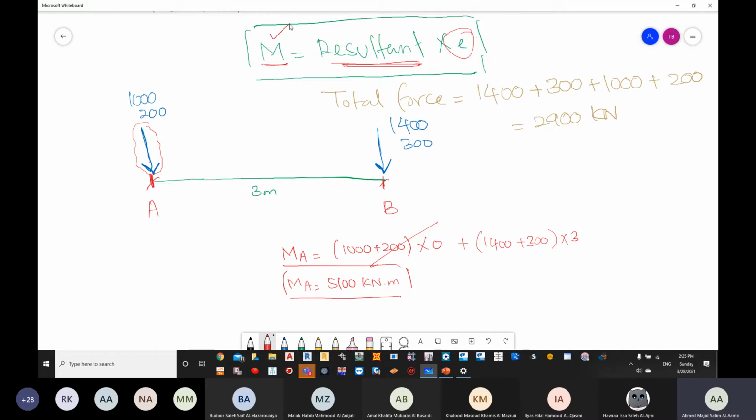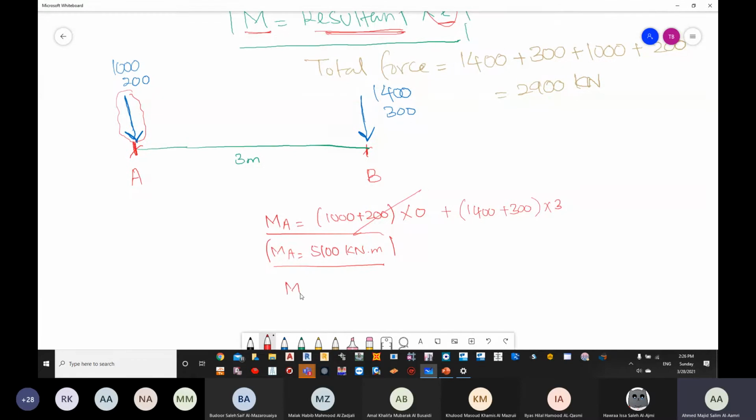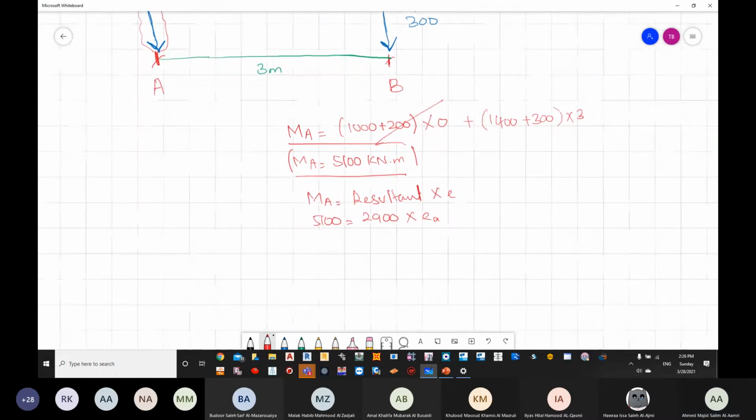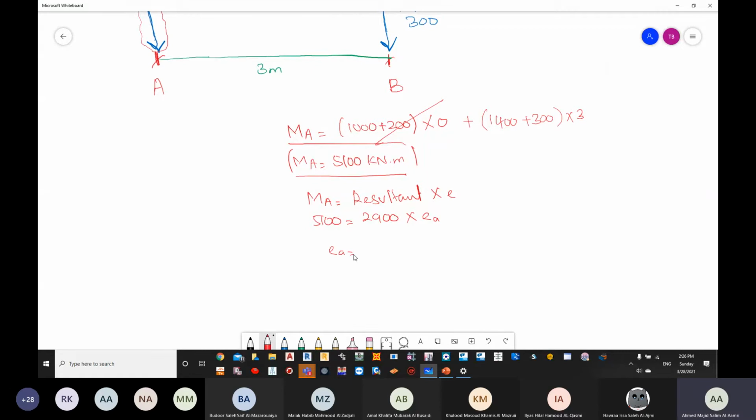Okay, now we have our M, we have our resultant, and then we have E. Now if I shifted these four forces into one resultant force at a certain distance of E, it should give me the same moment of the whole system. That's the concept of the resultant. Now if I say my MA equals resultant multiplied by E, my resultant is 2,900. So we have 5,100, my resultant is 2,900, and then we have E, let's say EA from column A. Can you give me now EA is equal to how much?